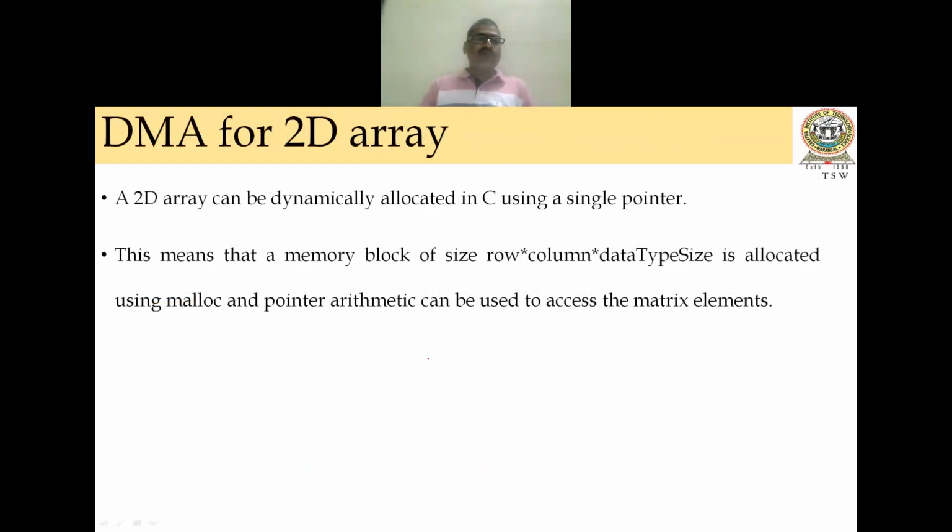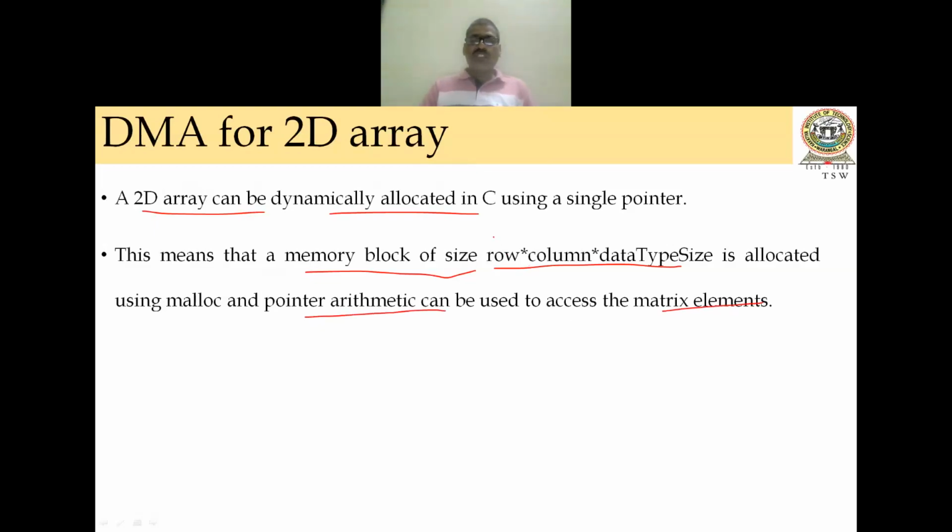These we have already seen. Now we would like to discuss what a two-dimensional array is and how memory will be allocated for it. When discussing a two-dimensional array, the memory block size we have to allocate is equal to row into column into data type size. So malloc and pointer arithmetic can be used to access the matrix elements.